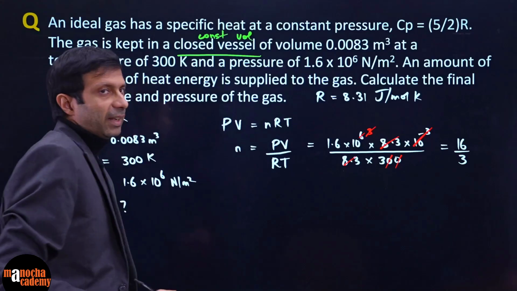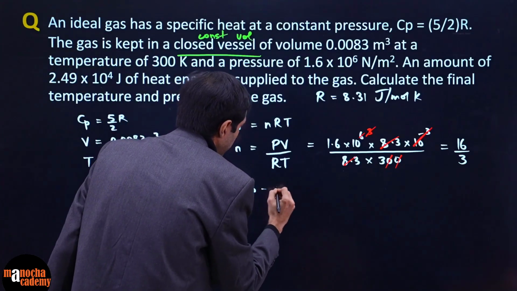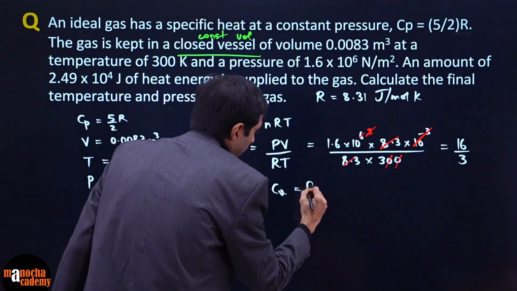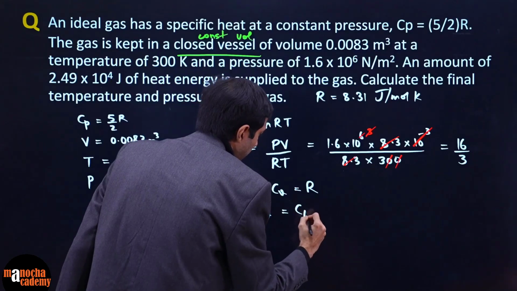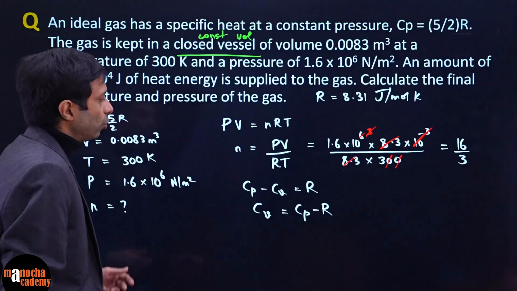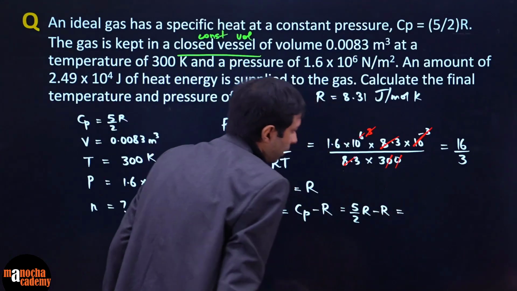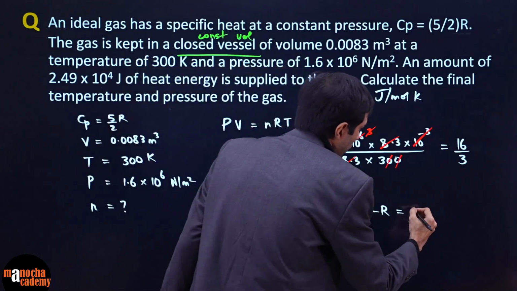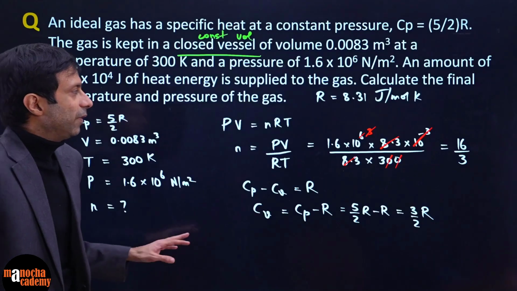So do you guys agree I need the Cv value? And we know from Mayer's relation, Cp minus Cv equal to R, right? So Cv is equal to Cp minus R. And Cp value is given to us, 5/2 R. 5/2 R minus R. So if you do that, what do you basically get? You will get 3/2 R. You see, we have got the Cv value also. So Cv value is known.